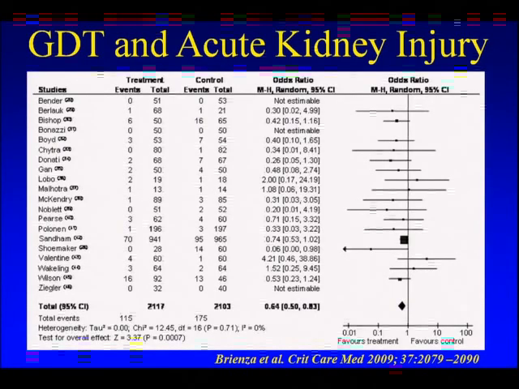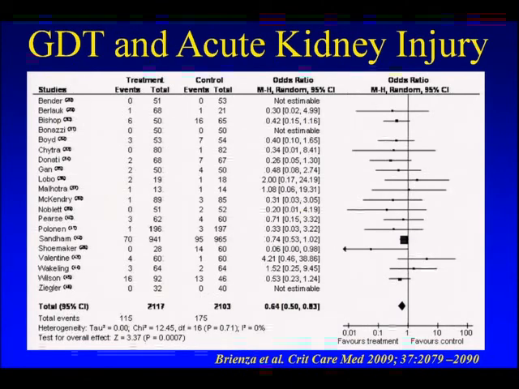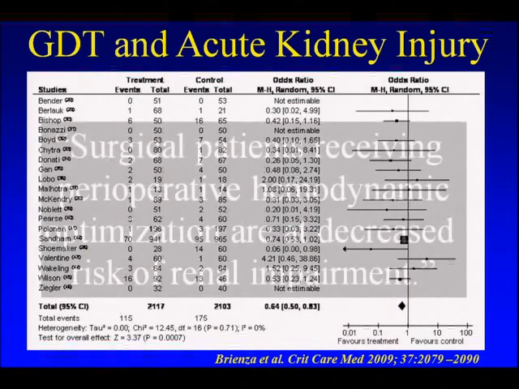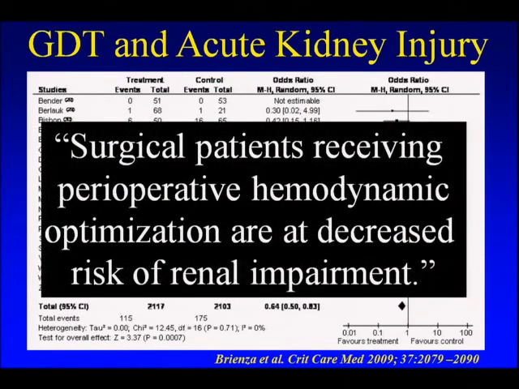More recently, this meta-analysis has been published suggesting that goal-directed therapy may also reduce acute kidney injury. And again, this is a collection of studies, and the authors concluded that at least surgical patients receiving perioperative hemodynamic optimization are at a decreased risk of acute kidney injury.